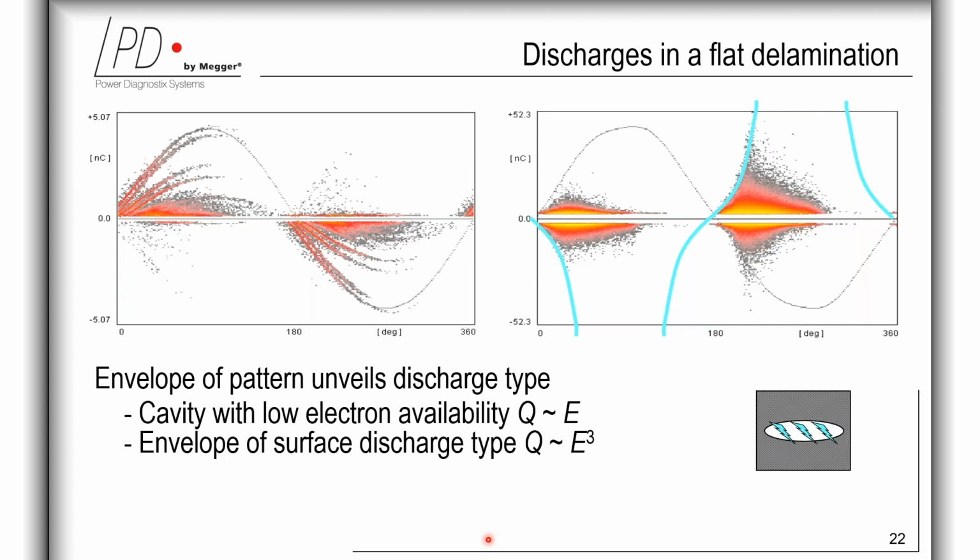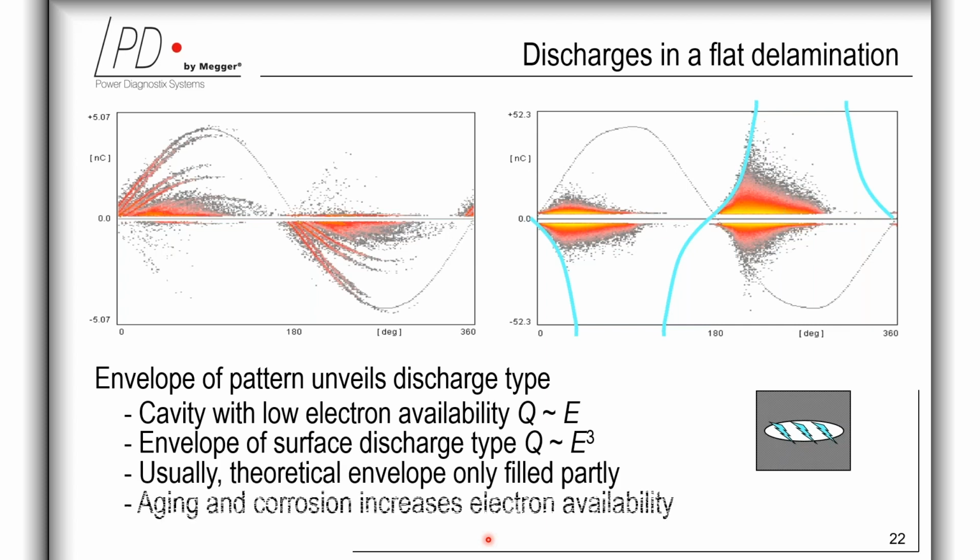And therefore, here you can also visually see it for voids with low electron availability. It's directly proportional to the electric field. However, as said, for such a delamination, the discharge has this superimposed curve according to the sine wave to the power of 3, which is more or less like an exponential function.